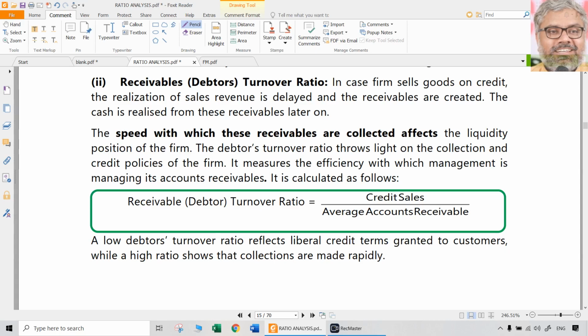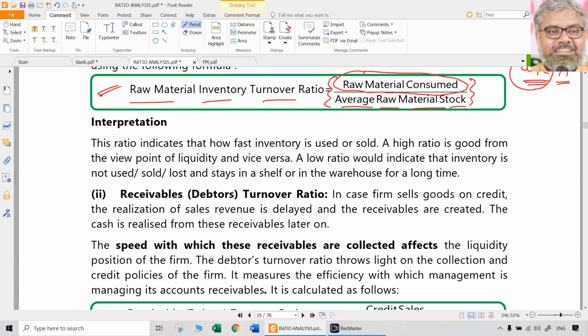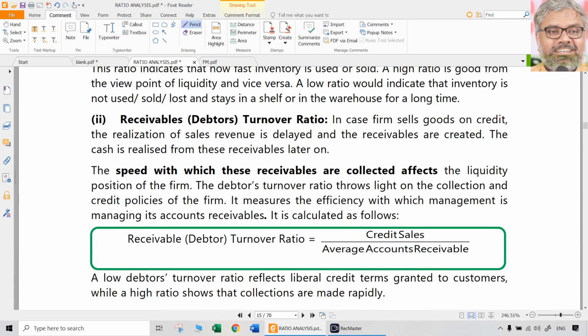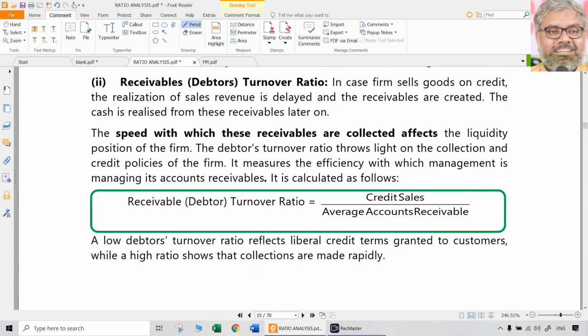Both are different. Both are not same. Inventory turnover ratio means we are talking about finished goods. Raw materials turnover ratio means we are talking about raw materials. Both are completely different. We should remember that.